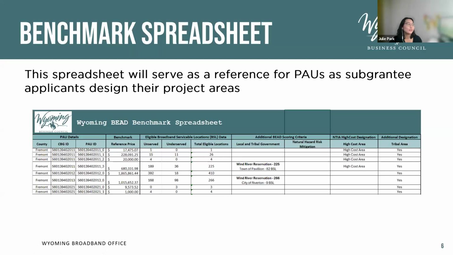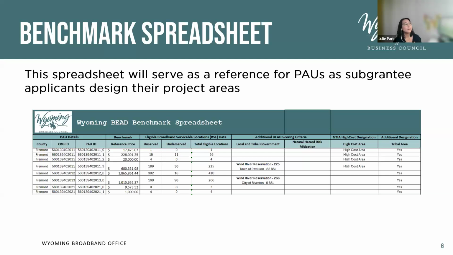So next is the benchmark spreadsheet. This will serve as a great reference of the PAUs as you develop your project areas. I've taken a small screenshot of the spreadsheet itself. And just wanted to do a quick walkthrough if you haven't already gone to the website and started looking through the data, but we've categorized it so you can see the PAU ID and then the CBG that it's a part of, the reference price per PAU, the number of unserved and underserved BSLs, and the total number of eligible locations in the PAU.